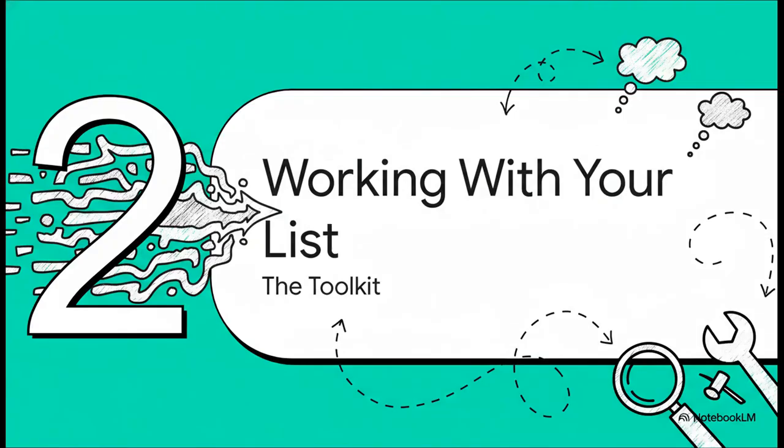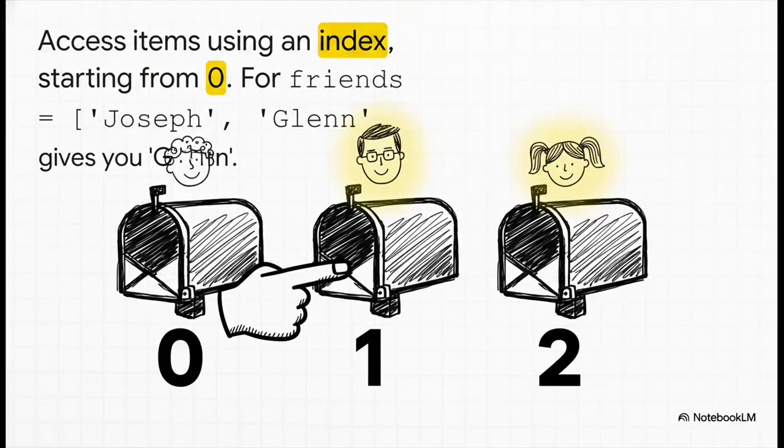Okay, so you've got your data neatly packed into a list. Awesome. But now what? How do you actually do stuff with it? Well, let's open up the toolkit and see how we can work with our new list. All right, the first and most common thing you're going to do is just grab a single item out of that list. And here's how it works.